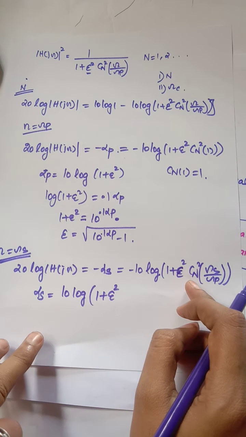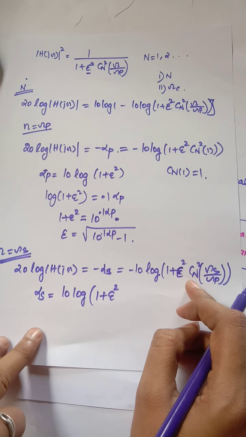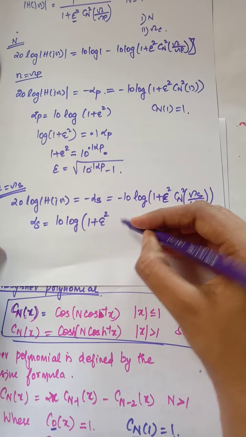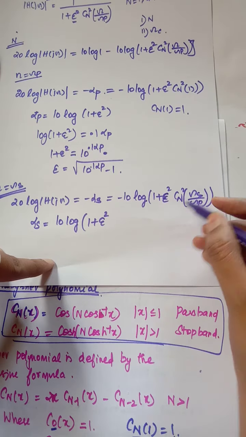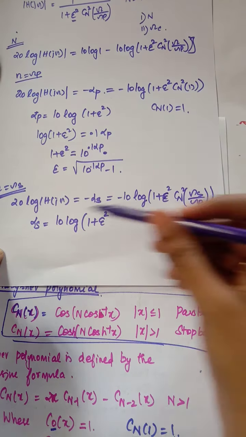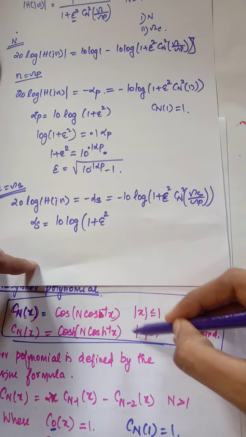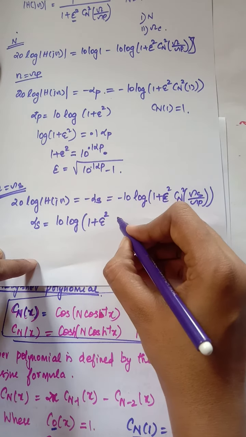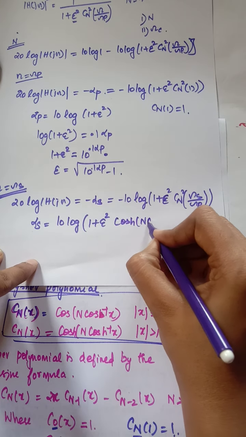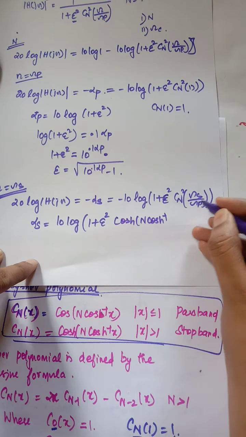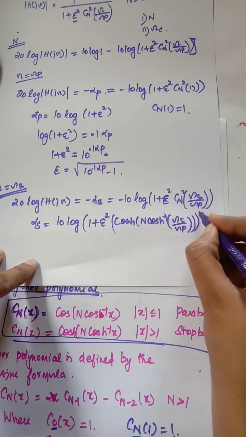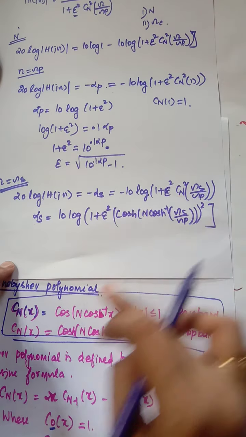Now I am going to write this in terms of the Chebyshev polynomial. In ε² Cn², instead of x I have Ωs/Ωp. There are two conditions, passband and stopband. Here we are using the stopband, so I use the second condition. So in Cn(x) I write cosh(n cosh⁻¹(Ωs/Ωp)), the whole squared.